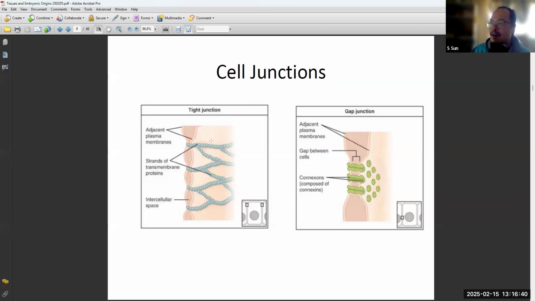Another form of these proteins is called gap junction. The difference between gap junction and tight junction is that tight junctions tie two cells tightly together. Gap junction opens an ion channel to allow cells to share their intracellular environment with other cells.